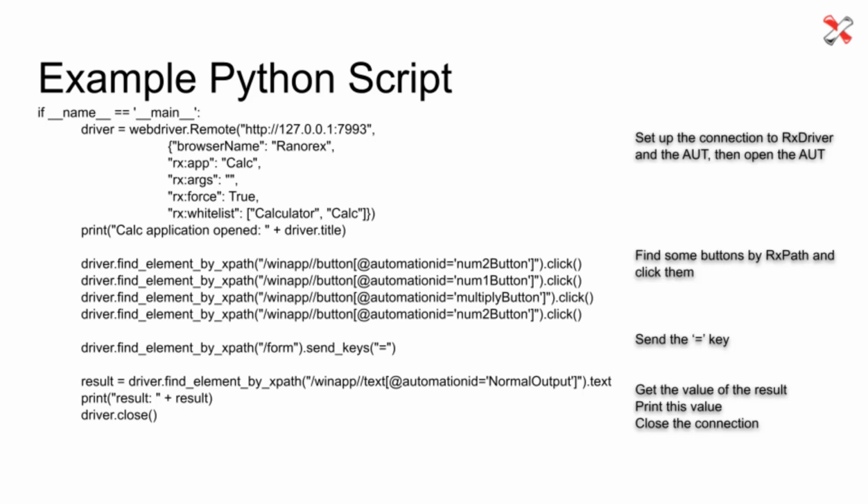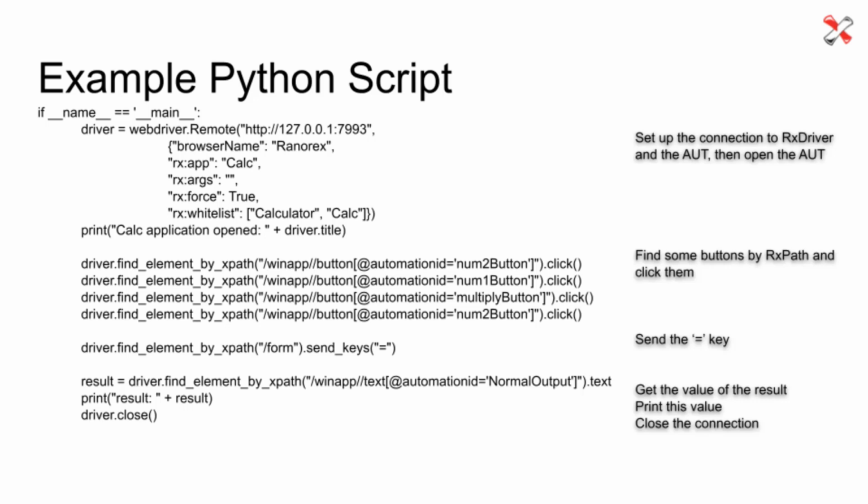So here in this script, the main functionality is we set up the connection to Ranorex Driver using the browser name, which is always going to be Ranorex, the RX app. In this object here is the calculator app, so that is the application under test. You can see some more information about the driver configuration on our documentation page. And then we just print the driver title just to show the application under test. And then we perform a few actions here.